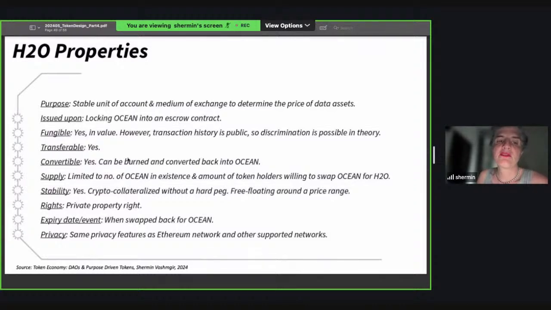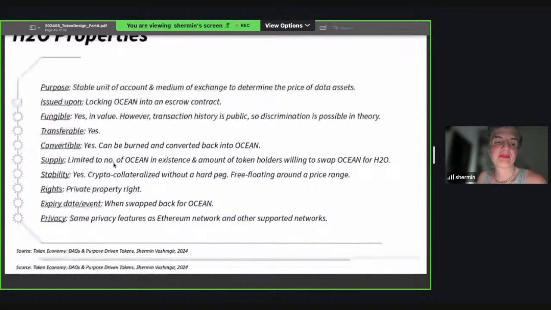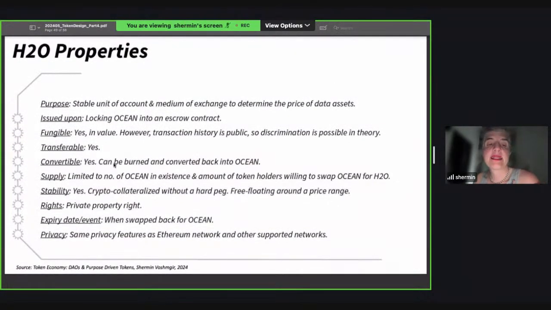The token is fungible in value. It is transferable. It is convertible because it can be burnt and converted back into Ocean. So it is created by locking Ocean, and it is destroyed and converted back into Ocean when it's being burned. The supply is not really limited. It's limited to the amount of Ocean token holders in existence and the amount of token holders willing to swap their Ocean or lock their Ocean against H2O.